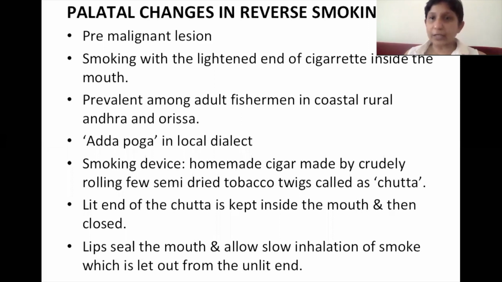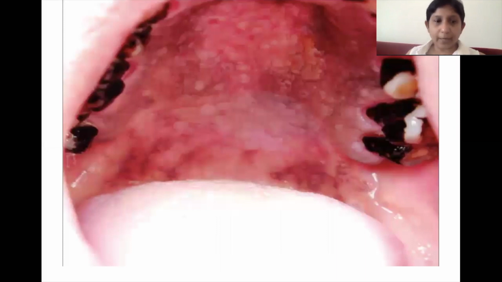Smoking with a lighted end of the cigarette inside the mouth, seen in adult fishermen in Andhra and Orissa. It's called adda poga in the local dialect. Poga means smoke. All right. Then the smoking device can be a homemade cigar, made by crudely rolling a few dried tobacco twigs, called chutta. Then the lit end of the chutta is kept inside the mouth and then closed. Lips will seal and the mouth will allow slow inhalation of the smoke, which is let out from the unlit end. All right. So that's how I've already explained it. I've shown you the picture.